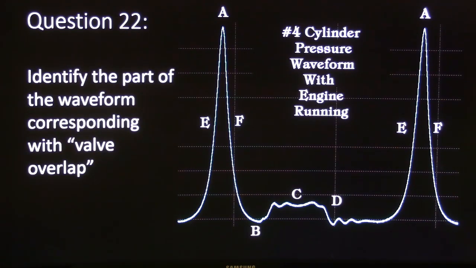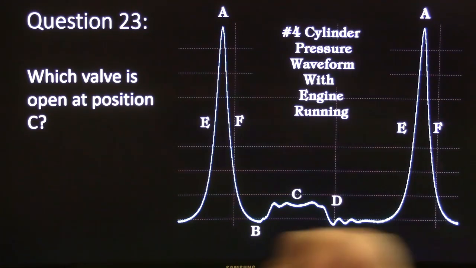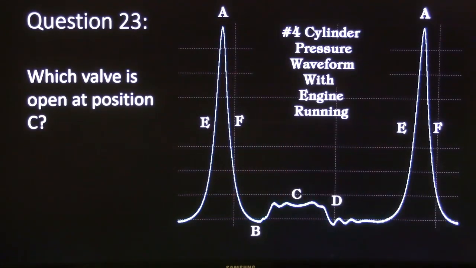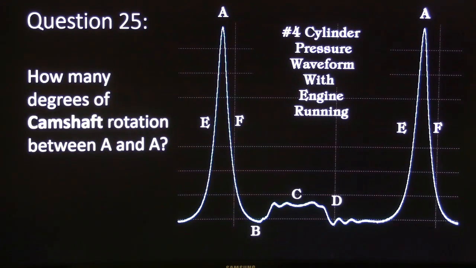Identify the part of the waveform corresponding with valve overlap. Which valve is open at position C? Identify the part of the waveform where the intake valve is open. How many degrees of camshaft rotation are there between A and A?